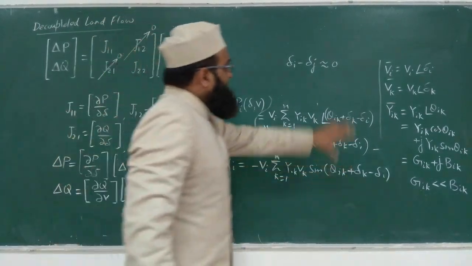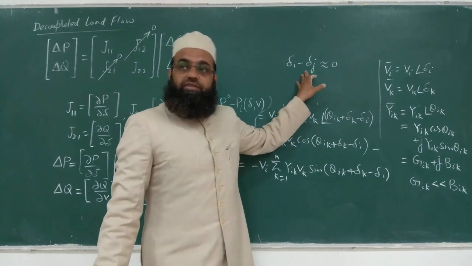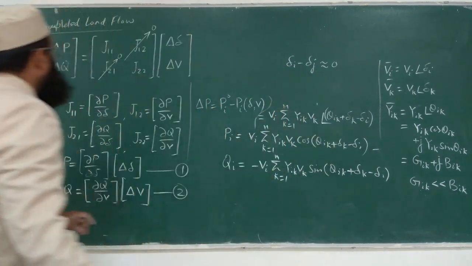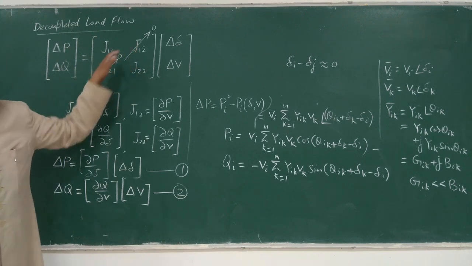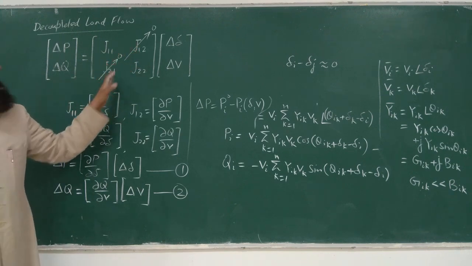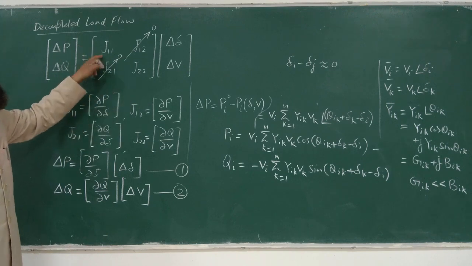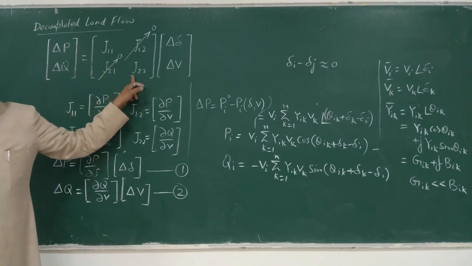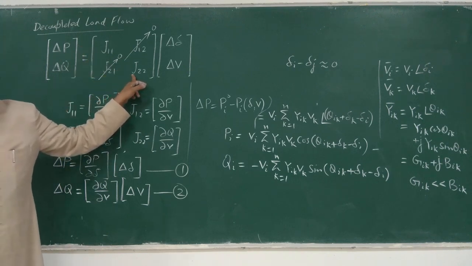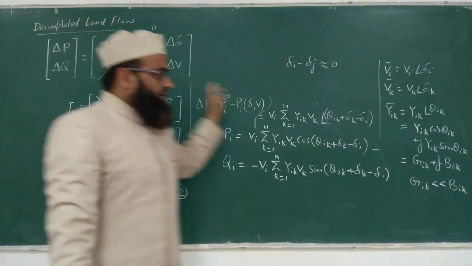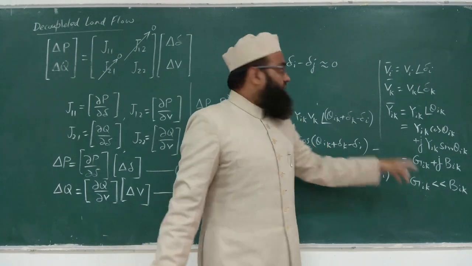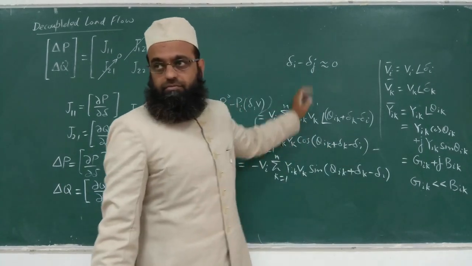So these are two assumptions, and with these two assumptions we will see that these two submatrices J12 and J21 are 0 here, and the remaining two submatrices, J11 and J22, will be non-zero. We have to prove it. Any doubt till now? So what we have assumed? Assumption number 1, this. Assumption number 2, this. Clear?